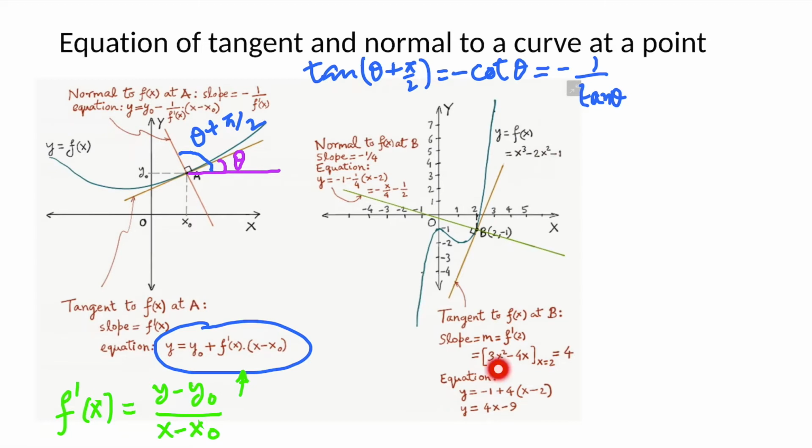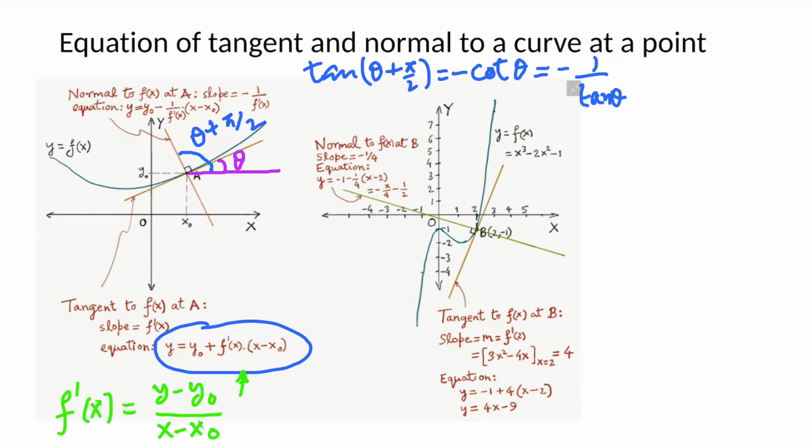So we have this as a slope, 3x squared minus 4x, and we see that the slope varies at different points because it's a function of x. And we are interested in finding the slope at this particular point B, where x equals 2 and y equals minus 1. So we plug in those values and we get the slope of the tangent to the curve at that point as 4. And we already know the coordinates of that point.